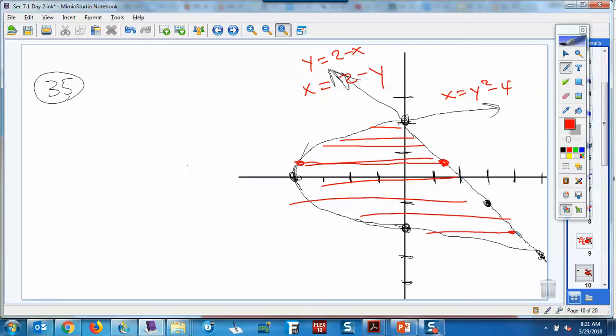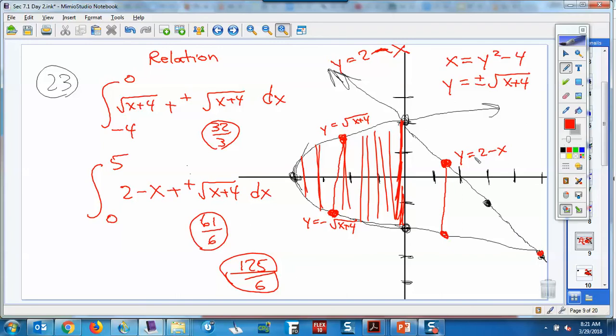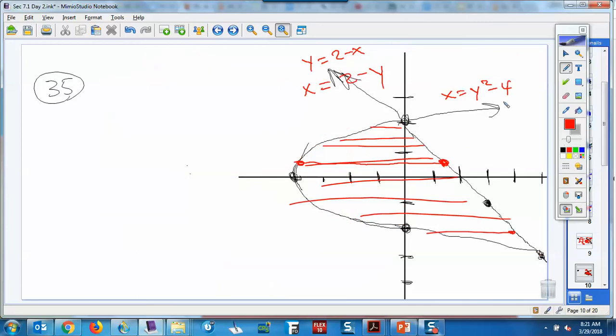There aren't 2 y coordinates on this one. There's y equals positive square root of x plus 4, and there's y equals negative square root of x plus 4. Those are different. For this one, it doesn't matter. The top and bottom half of the parabola don't matter. So we got this x coordinate, which would be 2 minus y, and then we're going to subtract the left x coordinate, which would be y squared minus 4.